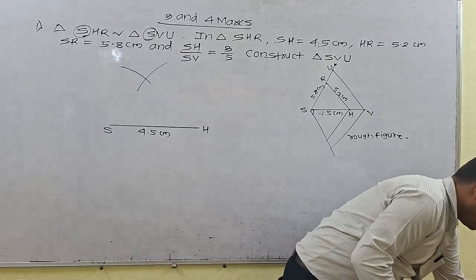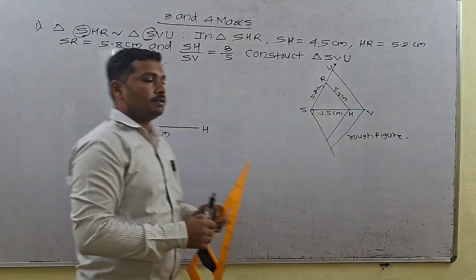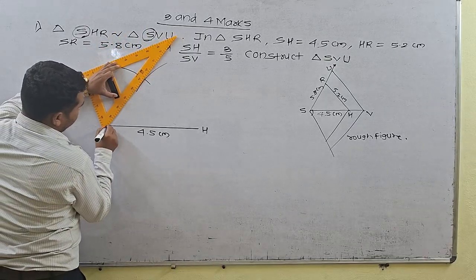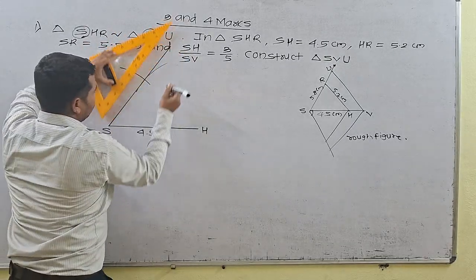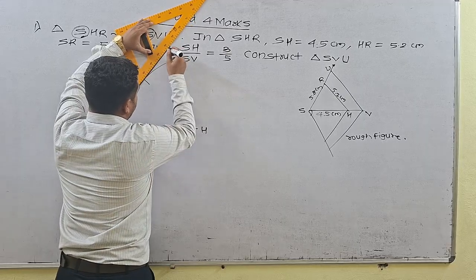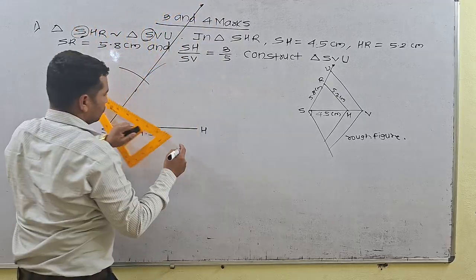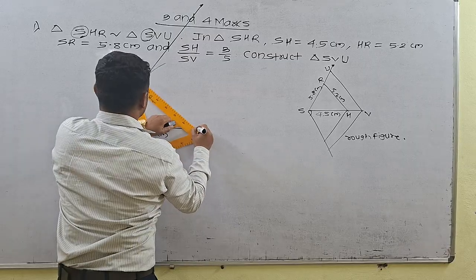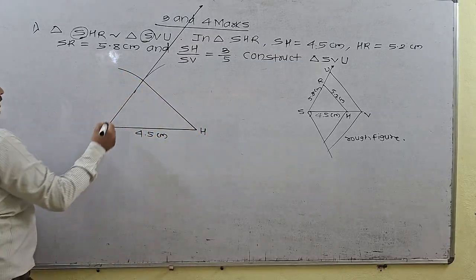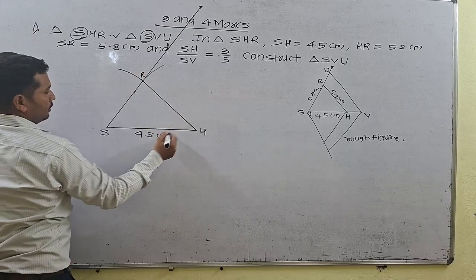Okay. We must draw a diagram here again, so that we easily understand the diagram. We must draw the first triangle. The name of the triangle is RSH.